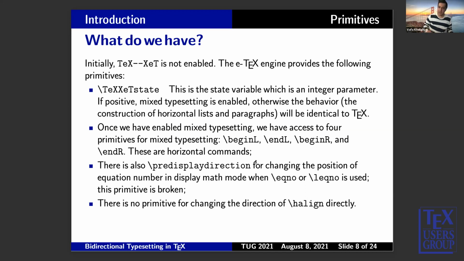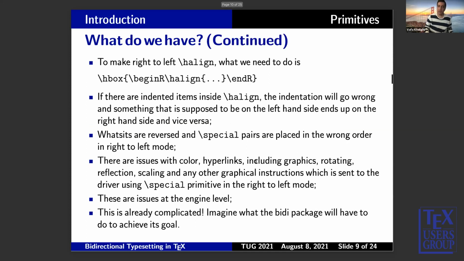As I mentioned in my other talks, there is no primitive for changing the direction of halign directly. So we have to use a trick. To make a tabular right to left, halign is the primitive used inside tabular, for those who don't know about primitives in TeX. The construction that we need to use is to put halign inside an hbox and then surround that hbox by beginR and endR. Now this creates a number of other issues.